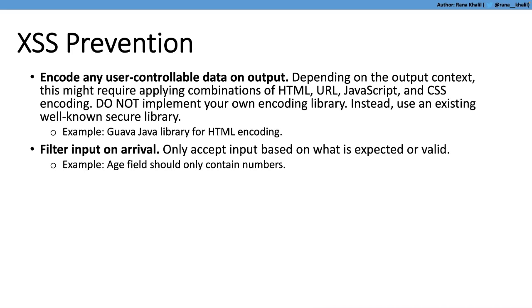Of course, when it comes to filtering input, using an allow list or a whitelist is much more secure than using a blacklist or a deny list. However, there will be situations where you're forced to use a deny list, and that's why filtering input on arrival is actually considered a defense in depth versus a complete defense against cross-site scripting vulnerabilities.